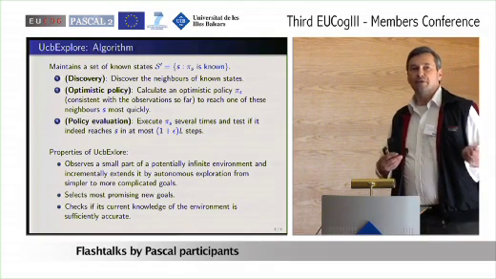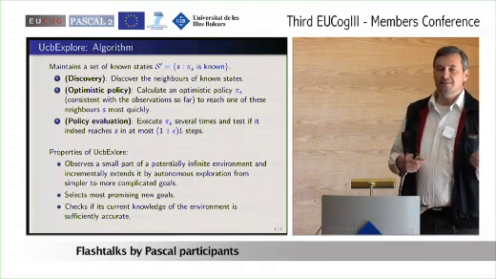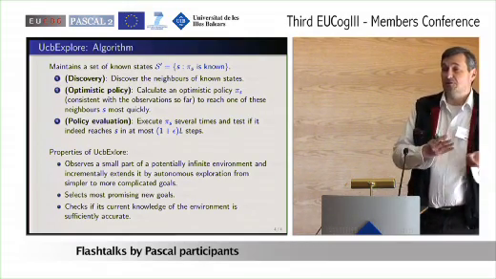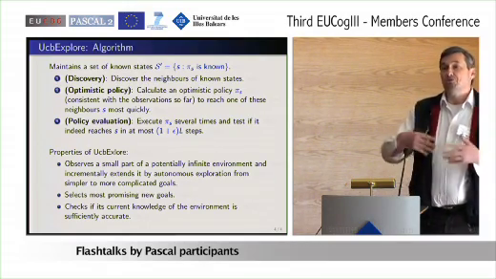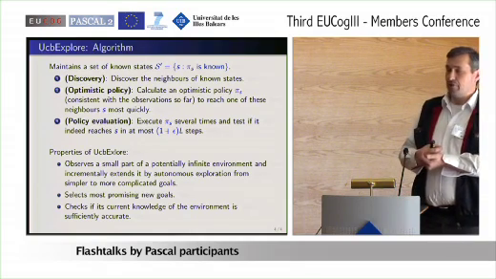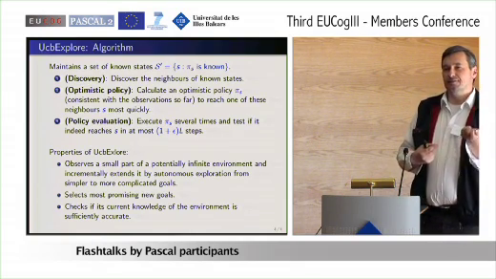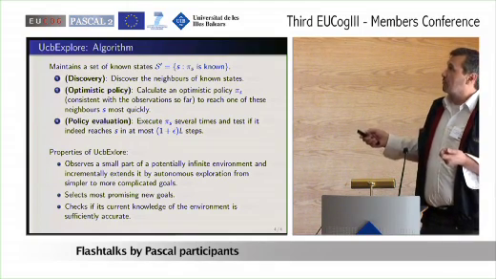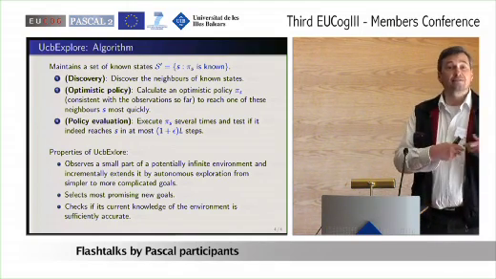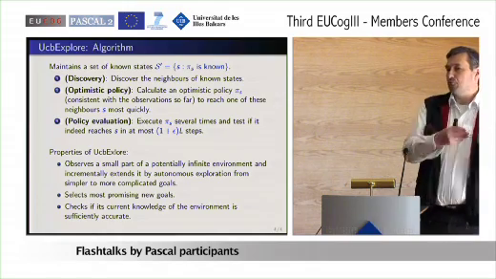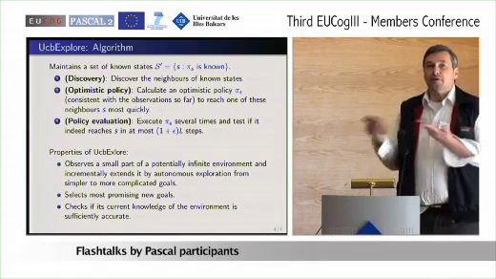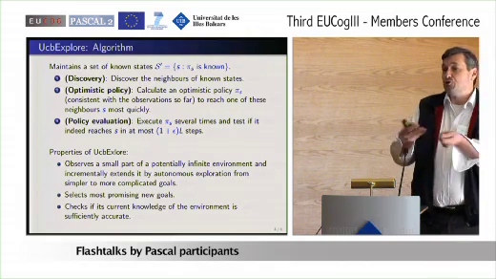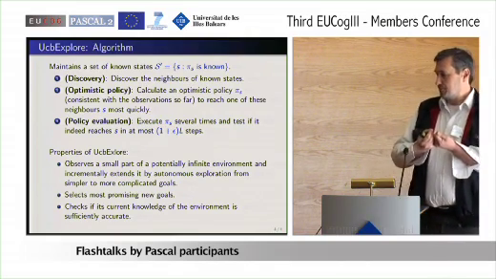From these, you pick the one which is the easiest to reach, assuming an optimistic model of your environment, modulo the experience you have already made. So you pick this easiest state, calculate a policy to go there, and then there's this evaluation phase where you actually try, does this policy indeed work? If it works, well, you have a new known state. If it doesn't work, you have learned something about your environment because you know your optimistic assumptions were wrong.